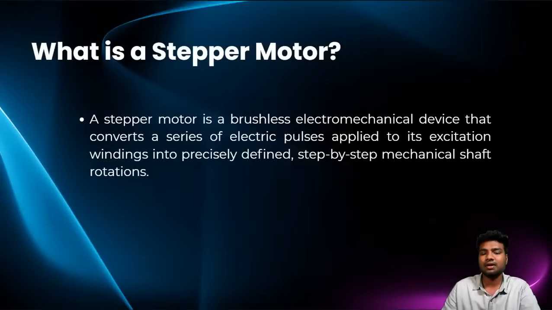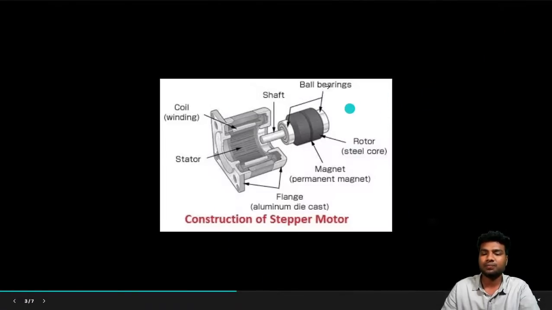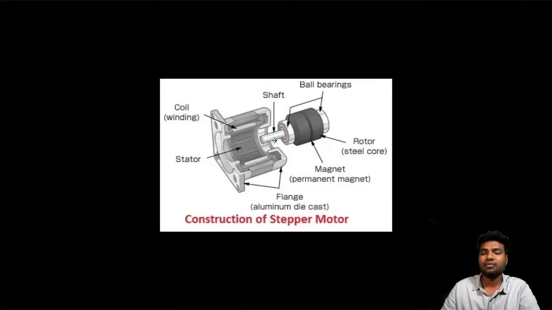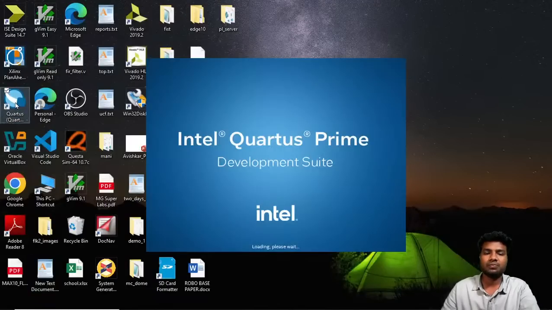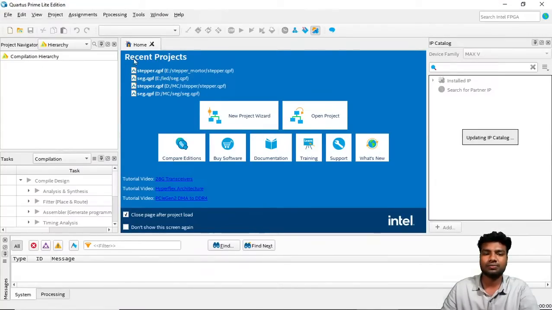So this is the stepper motor structure. It has four coils. To each coil we have to give some electric pulses. We are giving them by using binary values, a 4 bit binary in our code. So let's move to Intel Quartus Prime, where I'm going to write the RTL code.